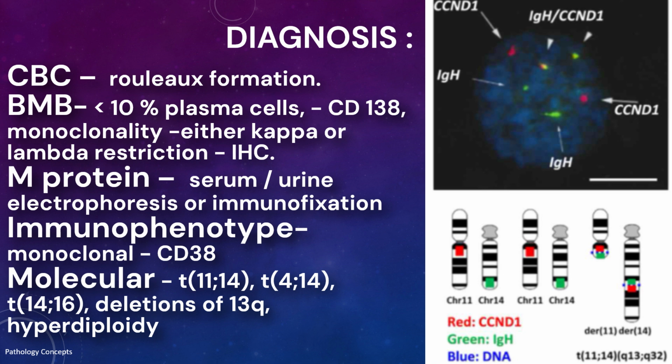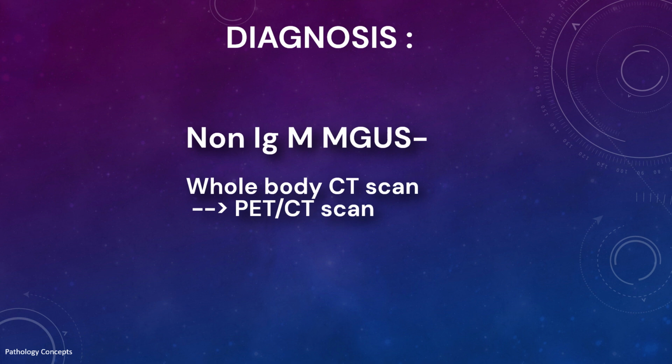Molecular. Usually normal karyotype is seen but translocation 11;14, translocation 4;14, translocation 14;16, deletion of 13q and hyperdiploidy can be seen. In suspected high-risk non-IgM MGUS, the whole body CT to rule out multiple myeloma is recommended. If the whole body CT is positive, a PET CT should be done.